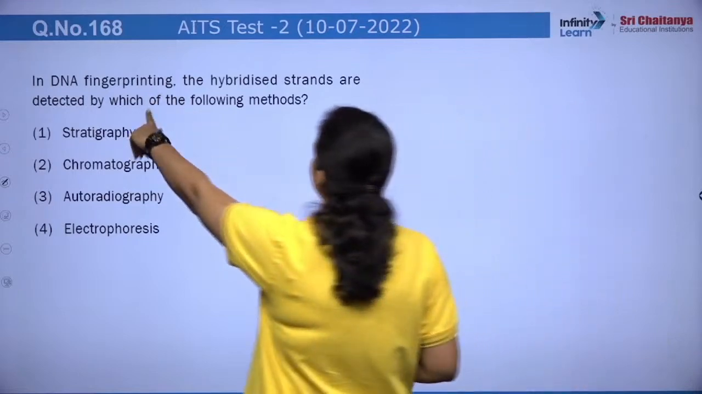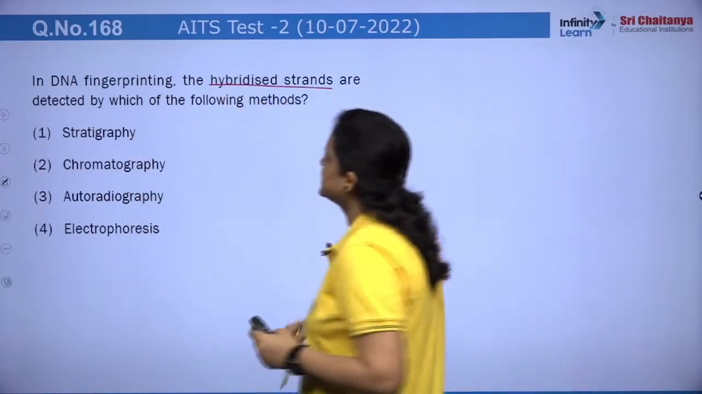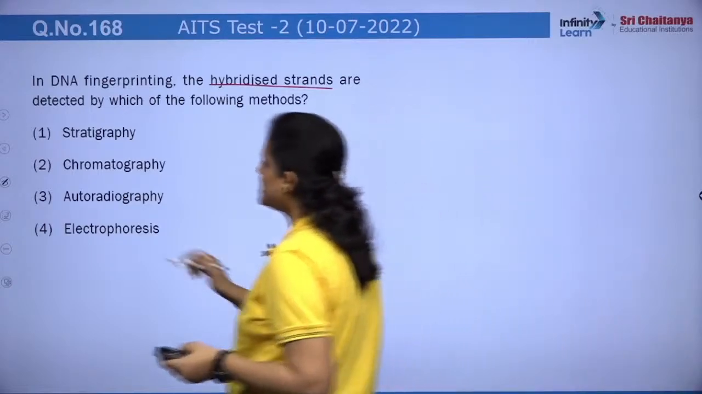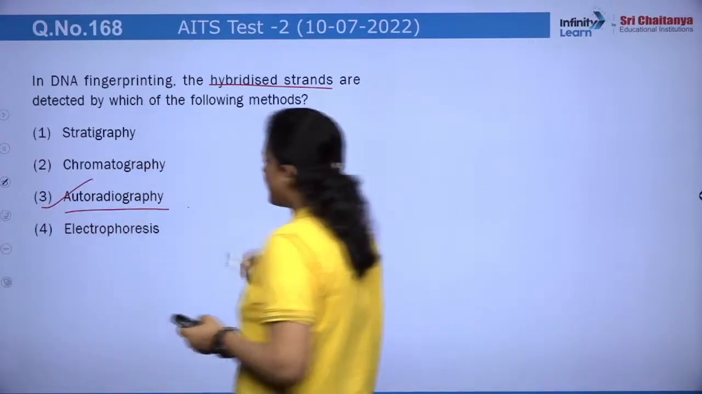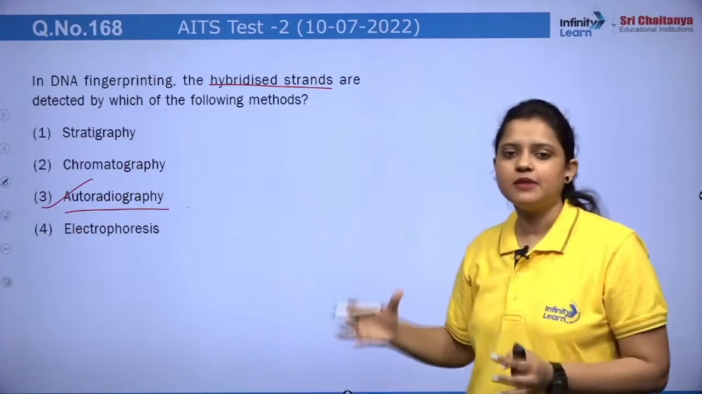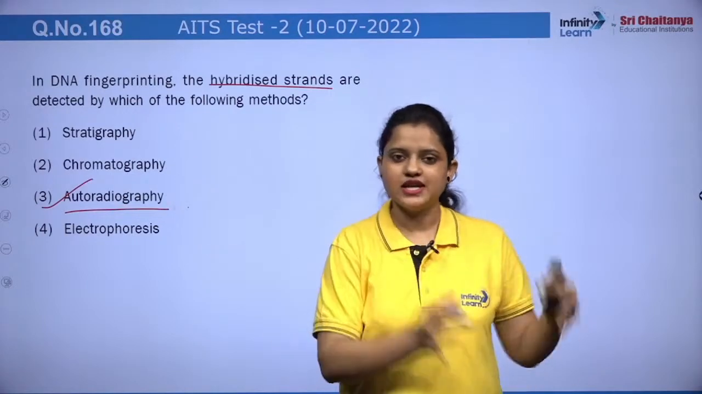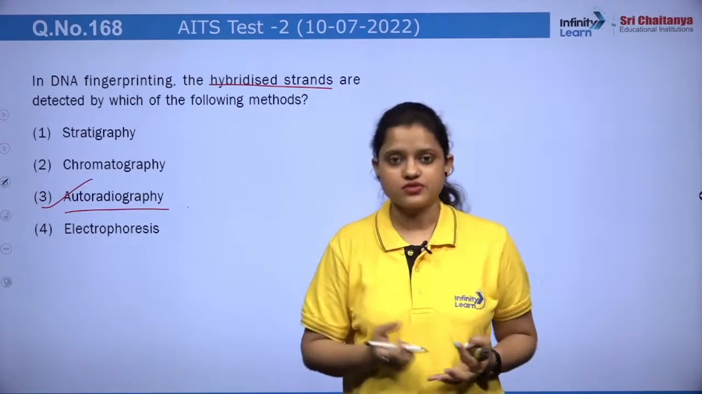In DNA fingerprinting, the hybridized strands are detected by which of the following method? They are detected by autoradiography. Radio-labeled probes are used in this technique to attach to DNA so that they are visible under X-rays, right?